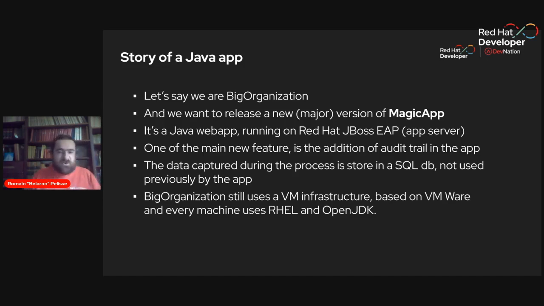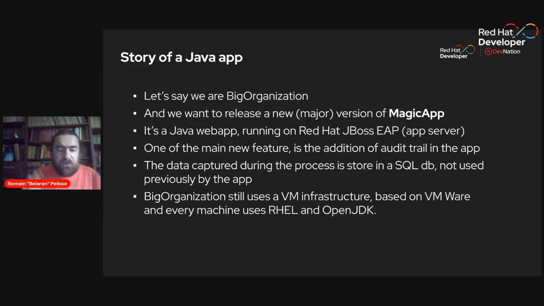release a new major version of MagicApp. It's a Java-based web app, so a good old-fashioned WAR file for people who know a bit about Java. And it's running on top of a product called Red Hat JBoss EAP, which is an app server. So you put a Java application on EAP, and you have the application running in your system.